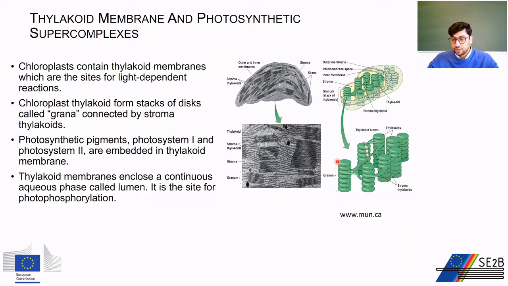As you can see in the picture, these are stacks of discs called grana, and they are connected by the stroma. This is the EM picture of the thylakoid membrane and chloroplast, and you can see the stacks of discs again here in high resolution, and they are connected by stroma. Photosynthetic pigments, for example photosystem 1 and photosystem 2, are embedded in these membranes. In addition to this, the thylakoid membrane encloses a continuous phase called the lumen, which is the site for photophosphorylation, which generates energy for the plants.